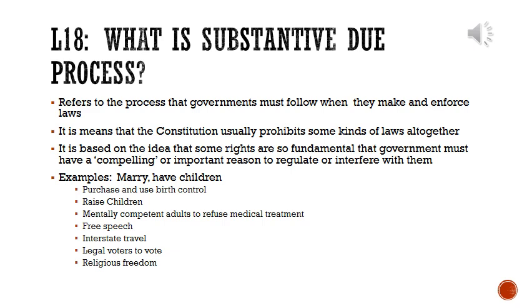Here are some examples: marrying and having children, where government can regulate that; purchasing and using birth control; raising children; mentally competent adults refusing medical treatment. Free speech: there's a difference between free speech and what we call clear and present danger, like calls to action, things of that nature. Like you can't say bomb on an airplane or fire in a movie theater. Also interstate travel, legal voters, the right to vote, religious freedom, and abortion is on there as well.